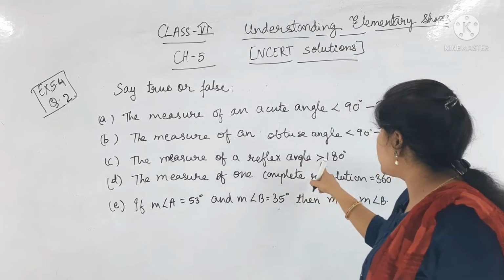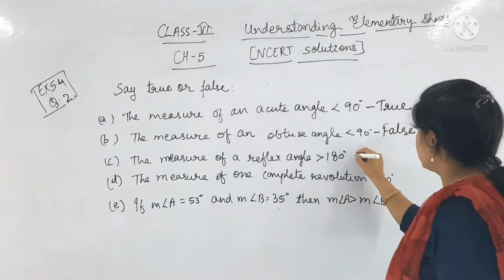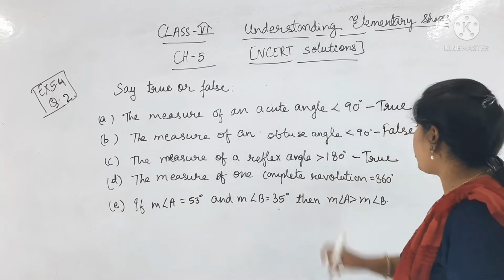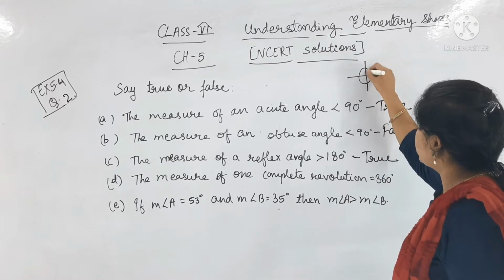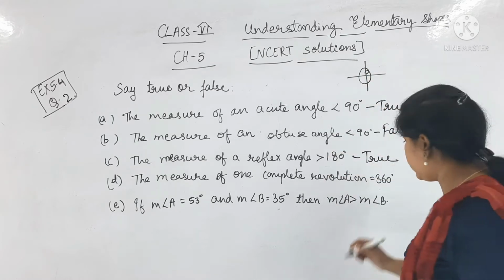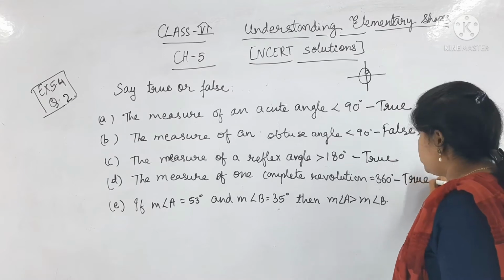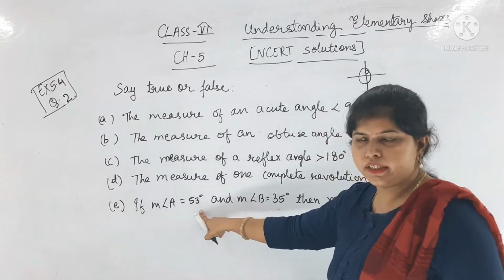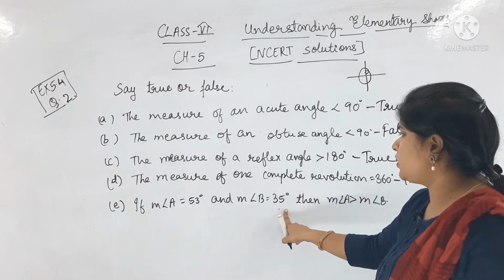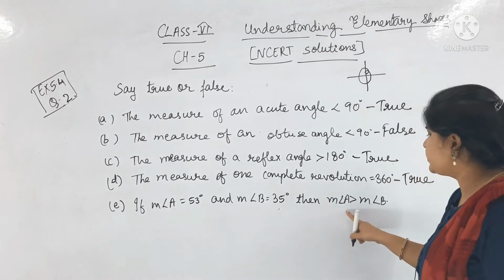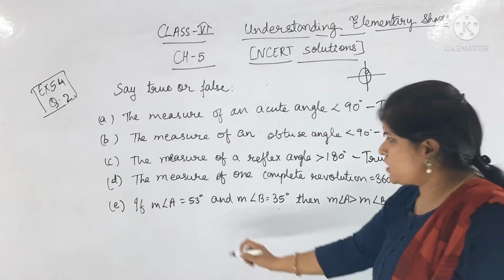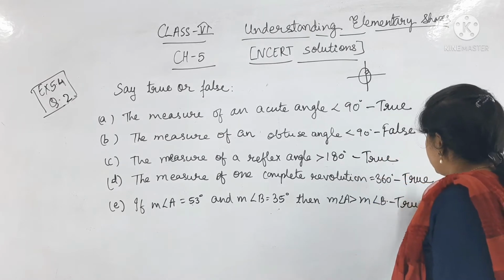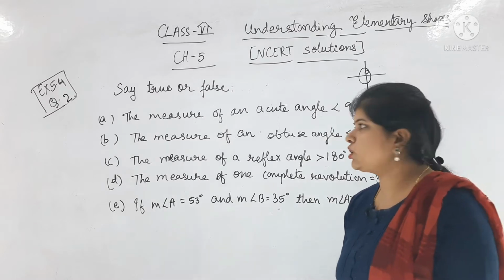The measure of a reflex angle is greater than 180 degree. So this is true. The measure of one complete revolution: we know that it is 360 degree. So this is true. If the measure of angle A is equal to 53 degree and the measure of angle B is equal to 35 degree, then here it is written angle A is greater than angle B. Yes, 53 is greater than 35, so it is a true statement. So this is about the true and false statements, question number 2.